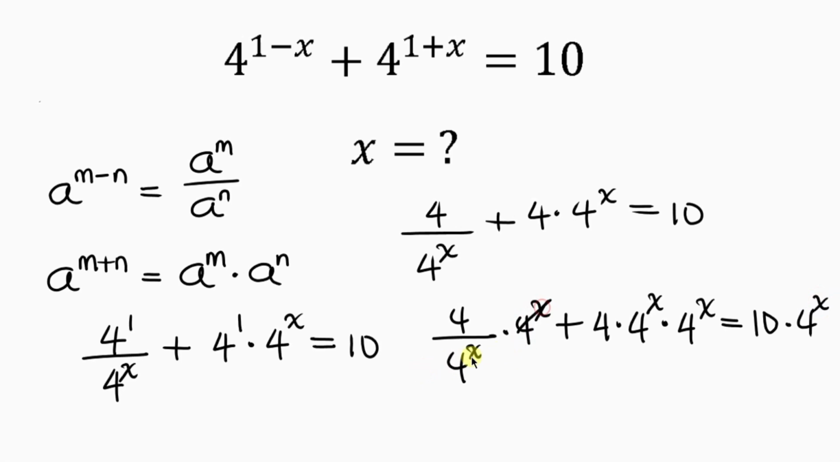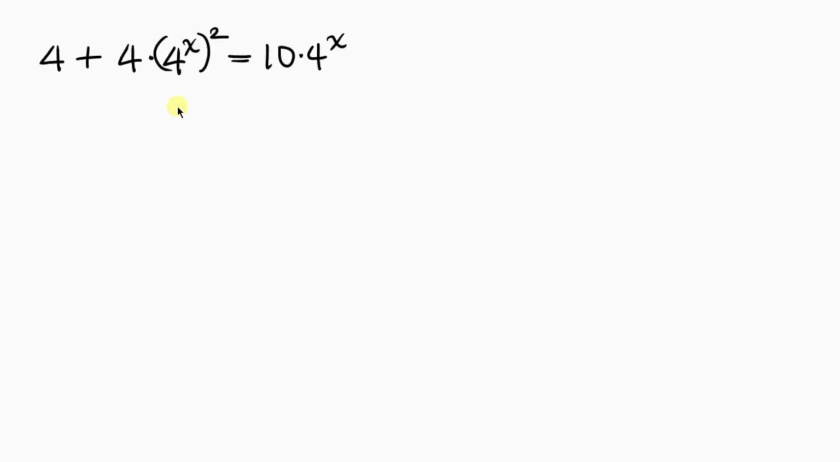Now 4 to the x cancels out 4 to the x, leaving behind 4 plus, here we have 4 times 4 to the x times 4 to the x, which is 4 to the x squared. And this is equal to 10 times 4 to the x. We have 4 to the x here. We also have 4 to the x here, which makes the equation look complex to the eyes.